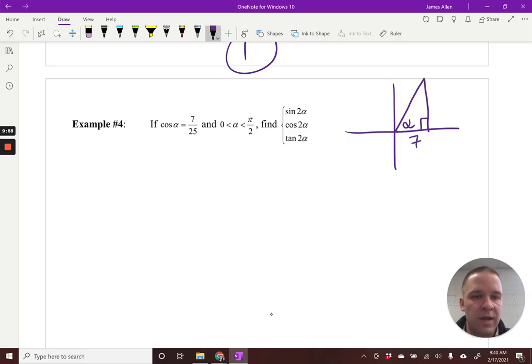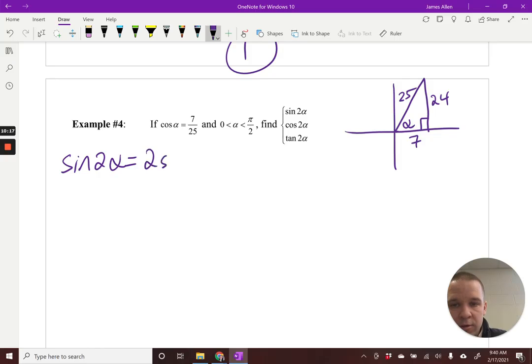Putting it in the first quadrant, I've got my adjacent over my hypotenuse. And if we remember honors geom, triples, 7, 24, 25. I like it. Alrighty. So now for sine, you got to remember our sine double angle formula. Sine of 2 alpha is equal to 2 sine of alpha cosine of alpha.